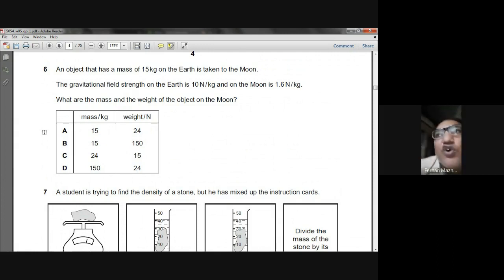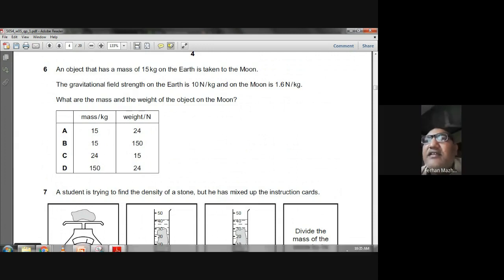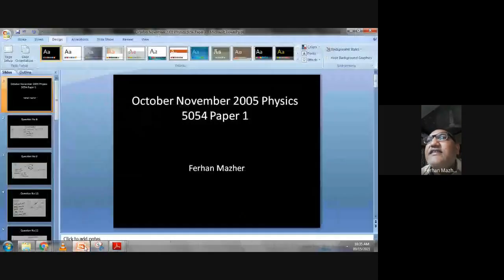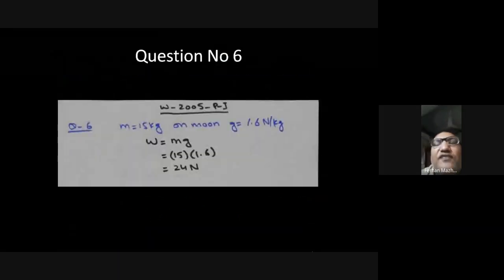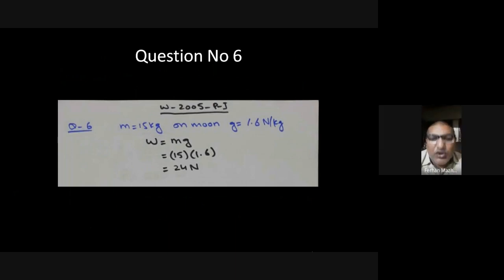So when you go on the moon, let me show you this. Okay, so here we go. The mass of the object is 15 kg on the moon. The g value will be 1.6 newtons per kg. You see, whether you are on the moon or on the earth, the mass remains the same. So the mass will be 15 kg on the moon.